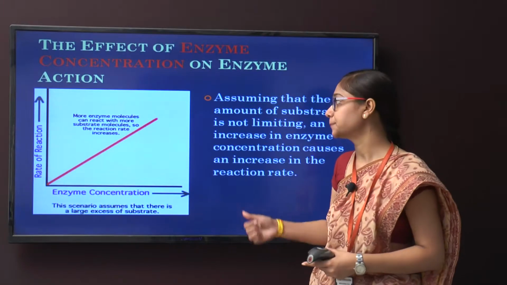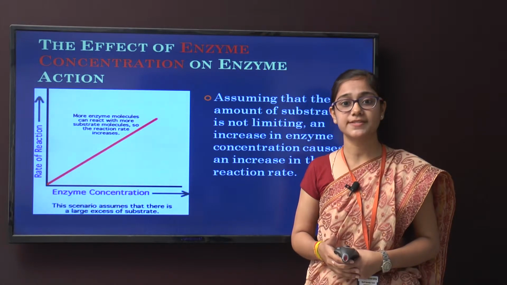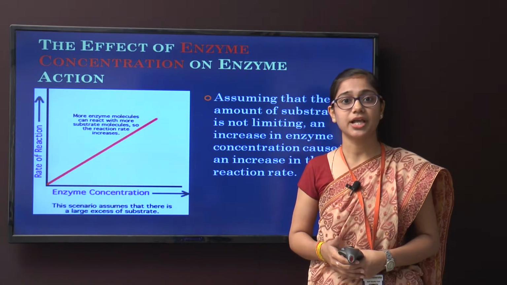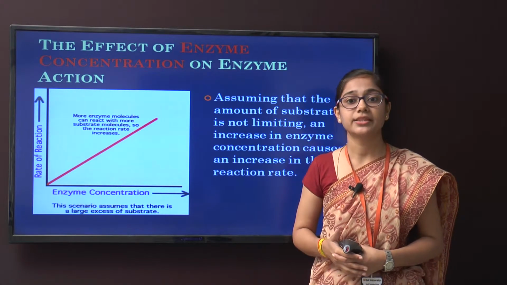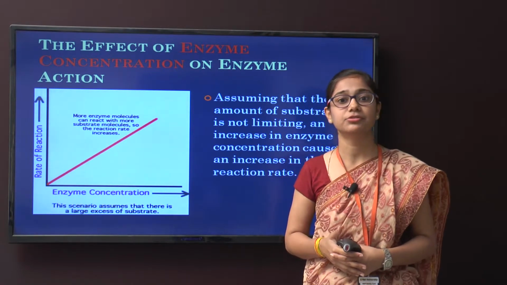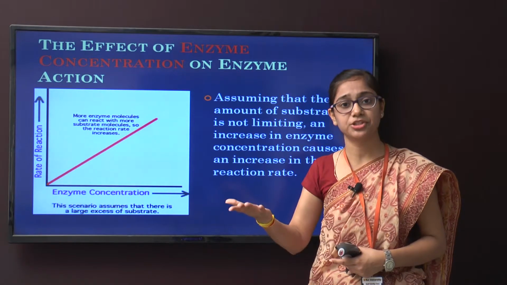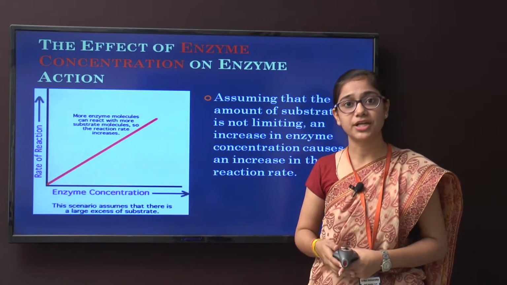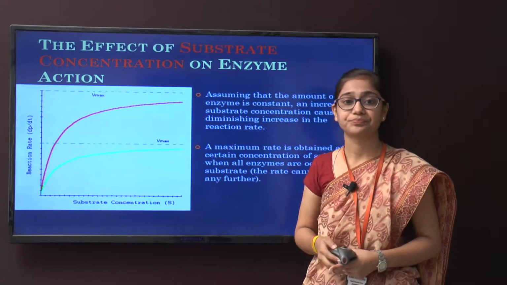The next one is the effect of enzyme concentration on enzyme action. Assuming that the amount of substrate is not limiting, an increase in the enzyme concentration causes an increase in the rate. If the enzyme concentration is high and we provide the substrate, then the activity of the enzymes will increase. Here you can see the graph.